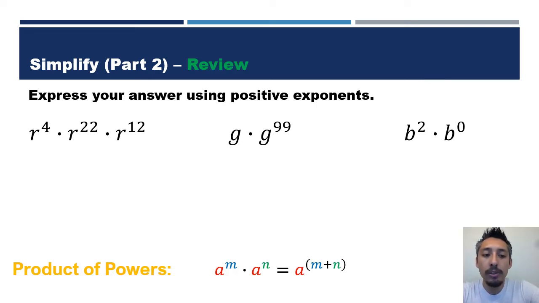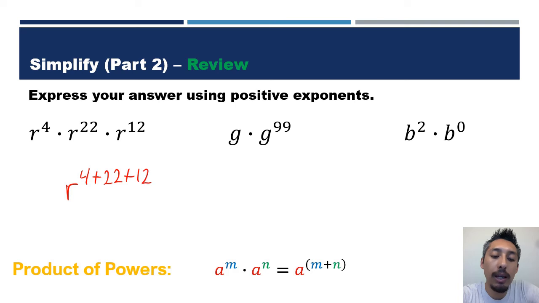First problem, r to the power of 4 times r to the power of 22 times r to the power of 12. They all have the same base, so I know that my answer is going to have an r. I have 4 from the first one, plus 22 from the middle one, and then 12 from the last one. My answer should be r to the power of 38.